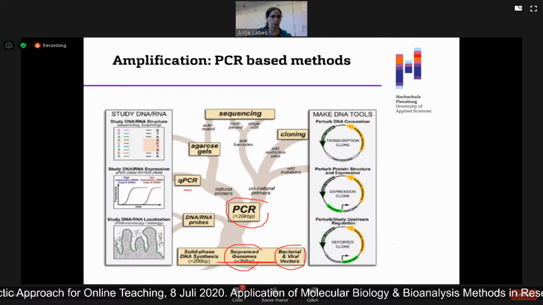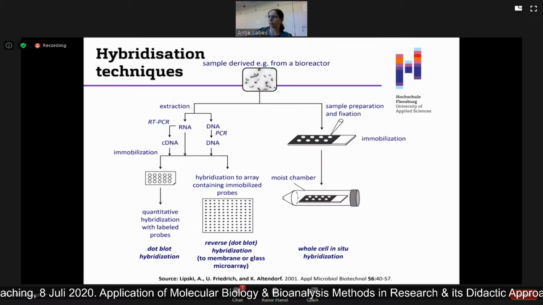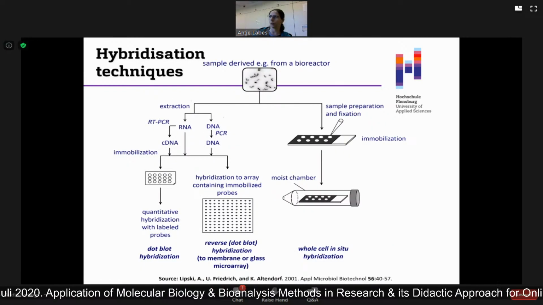So this slide has some issues, but I want to change from PCR-based methods to the hybridization techniques. The basis is, again, that you start from a sample that might come from your bioreactor with some microorganisms in it, but that might also be derived from cell culture, or isolated from any kind of organism. And of course, you have to extract the molecules of interest. If you start from RNA, you can think about transforming it into DNA again, or you start from DNA and do a polymerase chain reaction to have enough material.